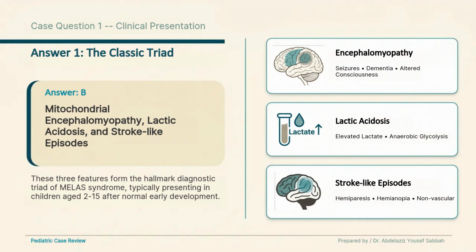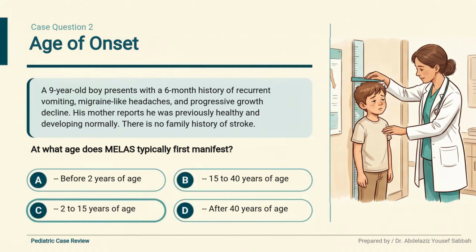This condition typically presents in children aged 2 to 15 years after a period of normal early development. Recognizing this triad is the first step toward an accurate diagnosis. Now to our second case. A 9-year-old boy presents with a 6-month history of recurrent vomiting, migraine-like headaches, and progressive growth decline. His mother reports that he was previously healthy and developing normally. There is no family history of stroke.